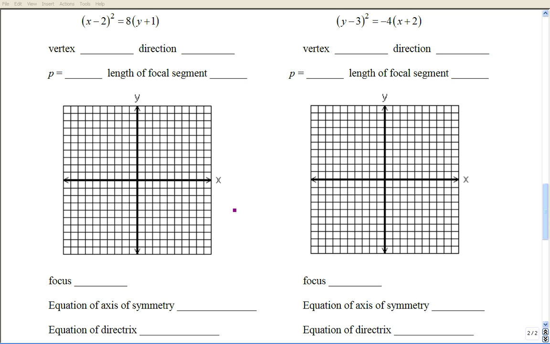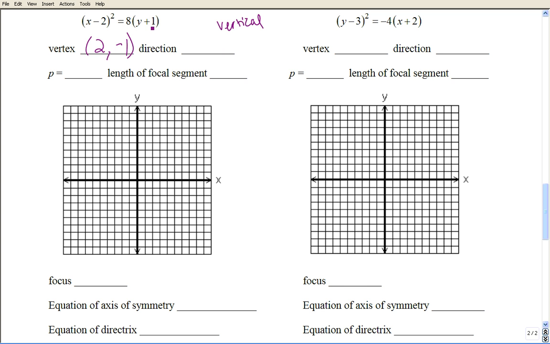Okay, so let's check out these two examples. On this first one, we have x minus 2 squared equals 8 times y plus 1. So the vertex, we just look at the x and the y, and we take the opposite signs. So we'll have 2, negative 1. The non-squared term is the y, so that means it's going to be vertical, which means we only have two options, up or down, that it will open.